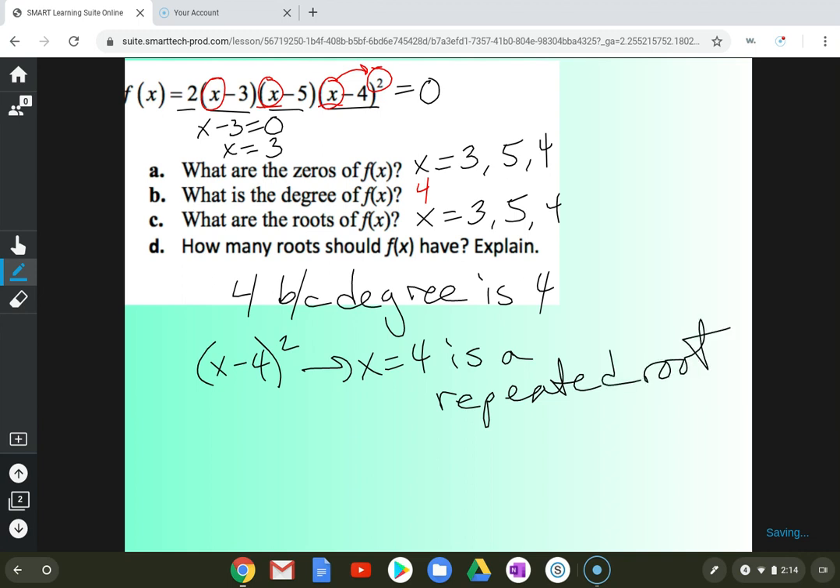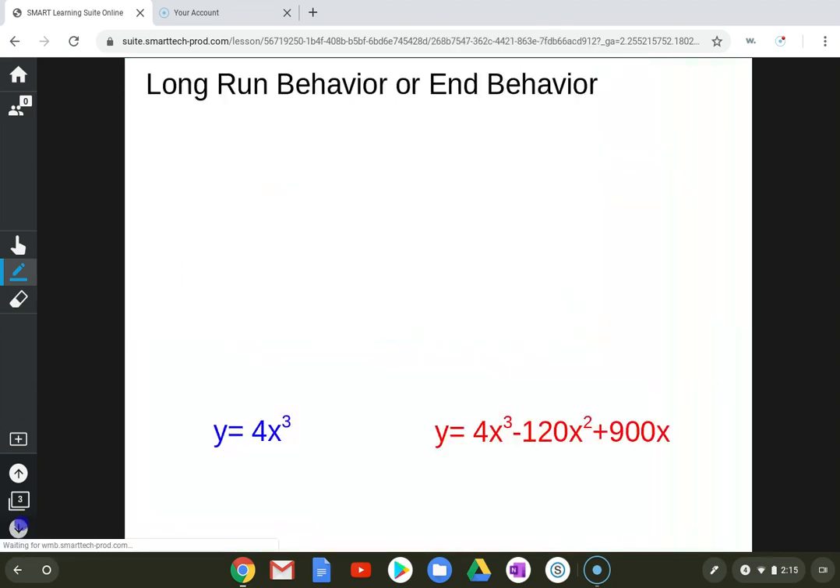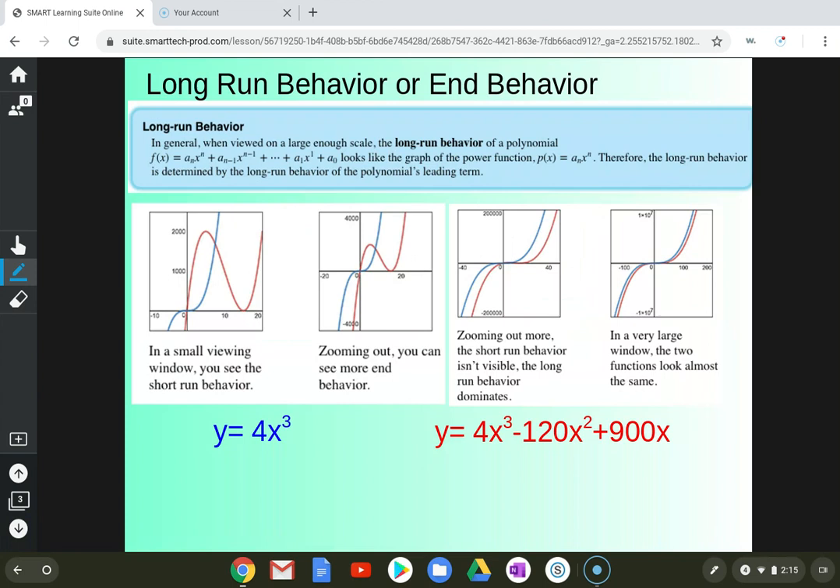We can also use some fancy mathematical jargon and say that x equals 4 has a multiplicity of 2. So if we're listing out the roots explicitly, we would have 3, 5, 4, and 4. But traditionally, we don't list a repeated root twice. The roots are just 3, 5, and 4. The only difference is that the 4 technically occurs twice, and it just alters how the graph looks.